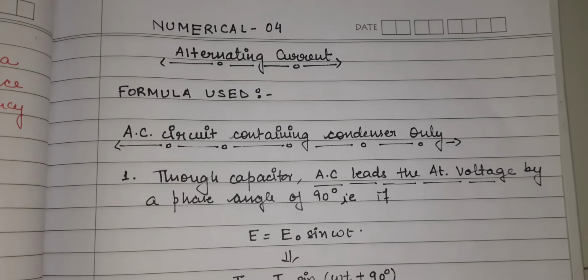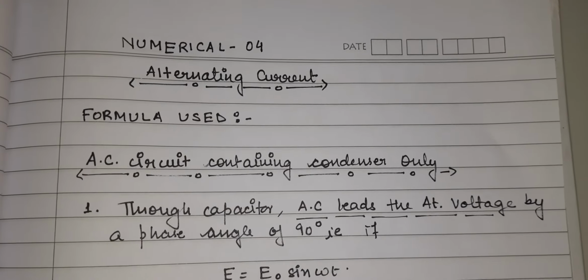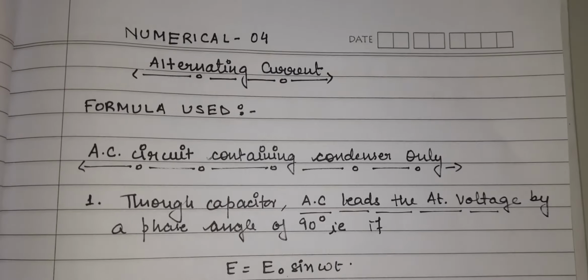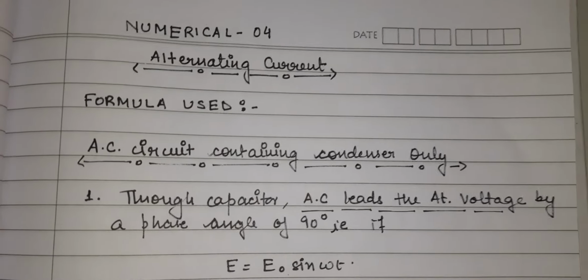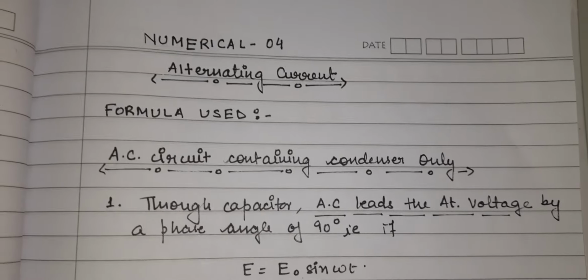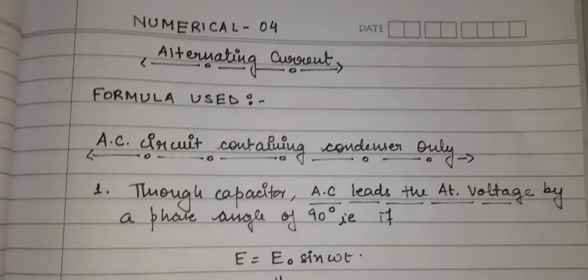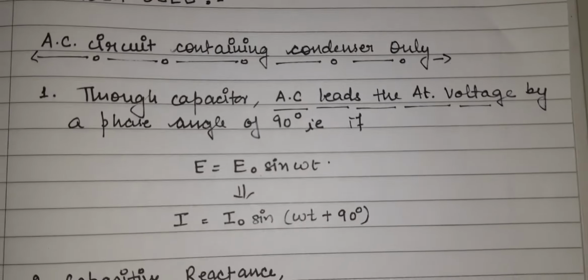This is the video for class 12, and the chapter we are dealing with is alternating current, in the series of numerical practice of alternating current. The concepts we will deal with today are the AC circuit containing a capacitor or condenser only, and the AC circuit containing an RLC circuit together. First of all, we will go through the formulas we will be using.